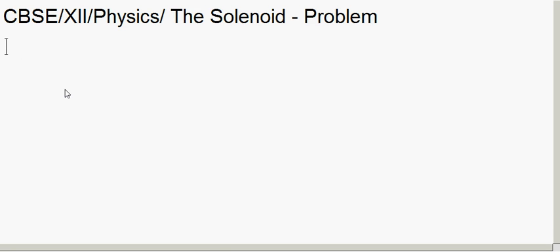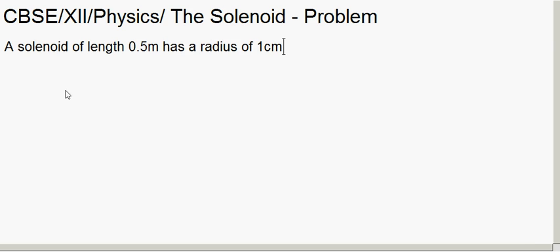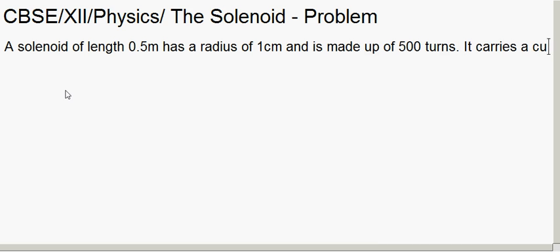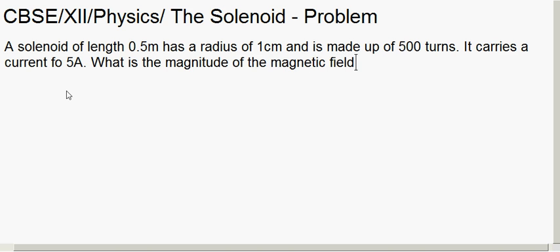A solenoid of length 0.5 meter has a radius of 1 centimeter, and is made up of 500 turns. It carries a current of 5 ampere. What is the magnitude of the magnetic field inside the solenoid?